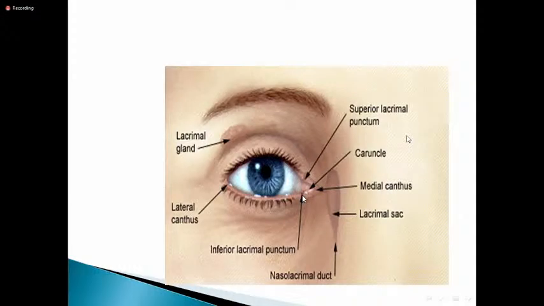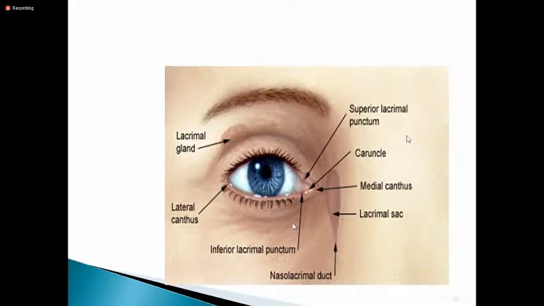There is the upper punctum and there is a lower punctum. After the punctum, there is a canaliculus, which has a vertical element and then a more or less horizontal element. This is the upper canaliculus. And then in the lower lid, you also have the lower canaliculus. They come and meet at the medial canthus and form what you call the common canaliculus. From the lacrimal sac, the tears drain through the nasolacrimal duct to the inferior meatus of the nose.